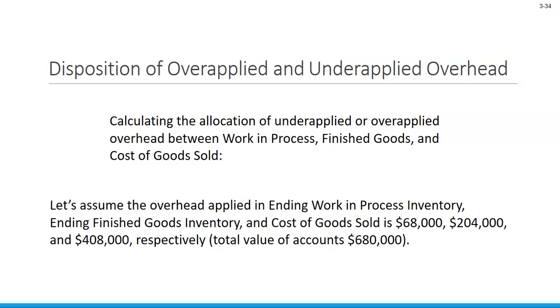If we allocate it equally across work in process, finished goods, and cost of goods sold, then we're going to allocate it based on the total amount. So we see that we have ending finished goods inventory of 68,000, cost of goods sold is 204,000, and work in process inventory. Let's go to the next slide.